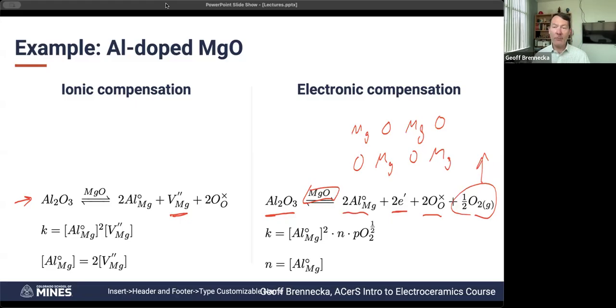So when we go back to the chemical reaction, the equilibrium rate constant that we talked about last time, we can do products over reactants just like we did before. The products that we have to deal with are aluminum on the magnesium site. There's two of them, so that's squared. The concentration of electrons, that should actually be squared. And then the contribution of oxygen to this goes with the partial pressure. So that gives us a partial pressure dependence of this reactivity.